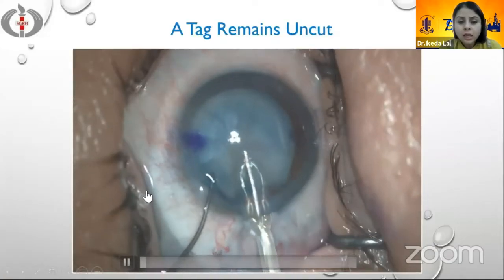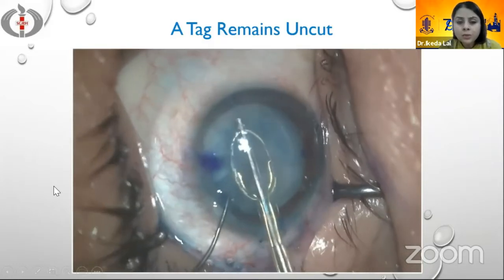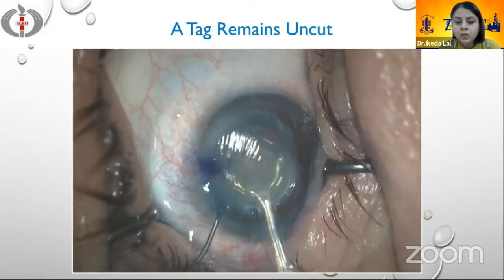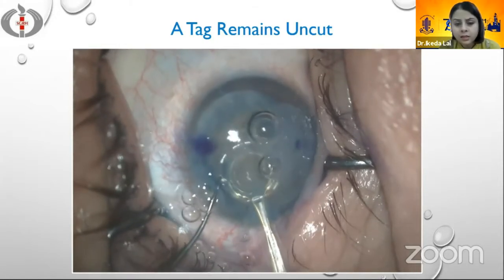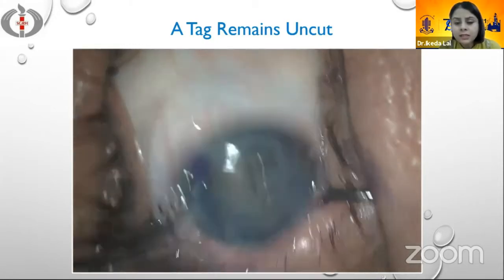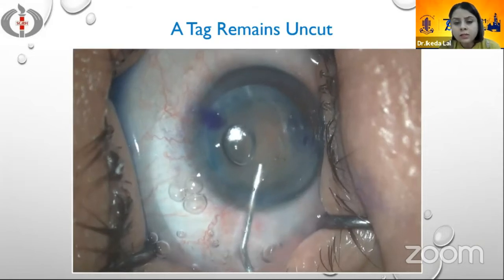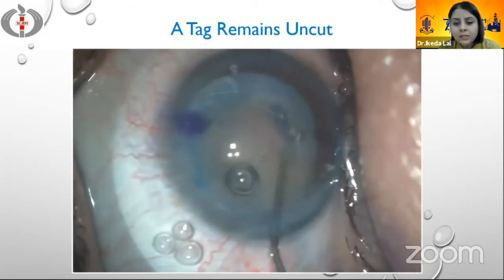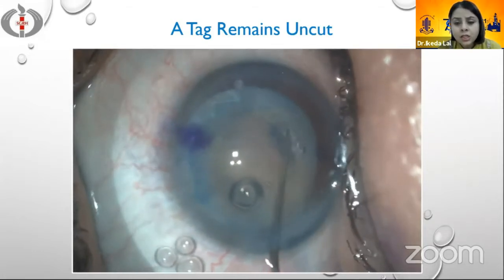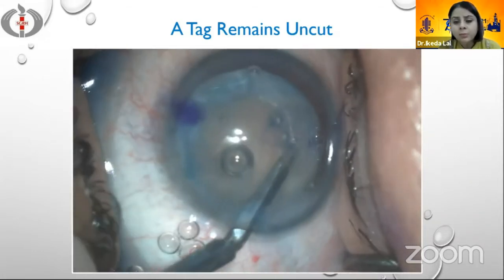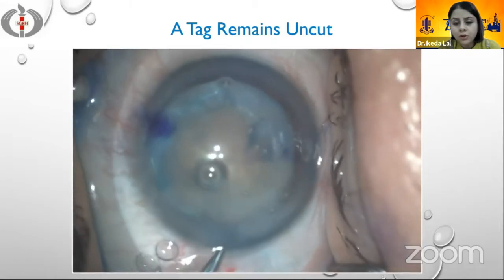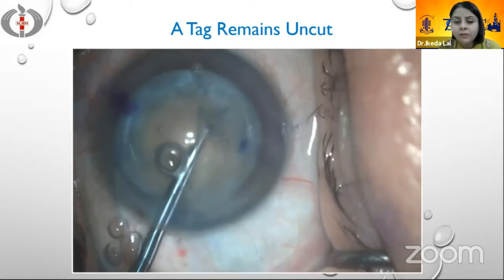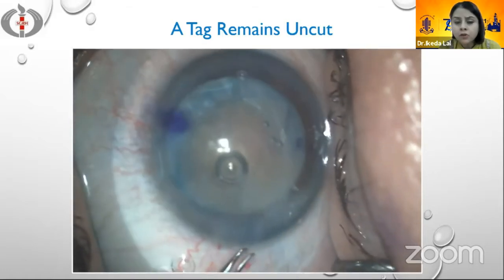Now, this is another case of a mature intumescent cataract where a toric IOL has been planned, and we are using the Zepto device to create a rhexis. We can see how intumescent this lens is by the sheer amount of cortex that comes out. And once we are done with this, we examine and we see that there is a tag here which remains uncut, and the Zepto has not been able to achieve a round rhexis. So we go ahead and nick it with the scissors and then lift the flap using the forceps.